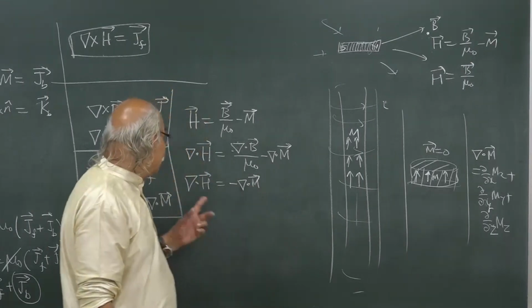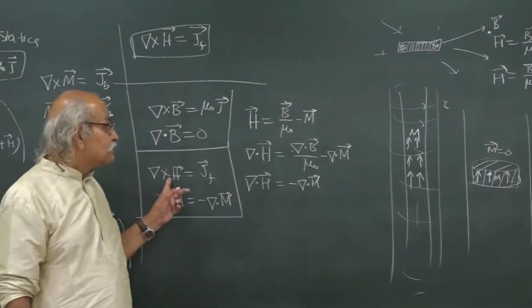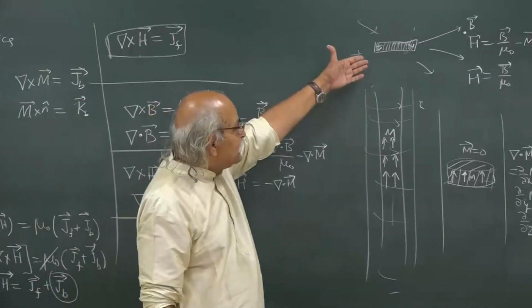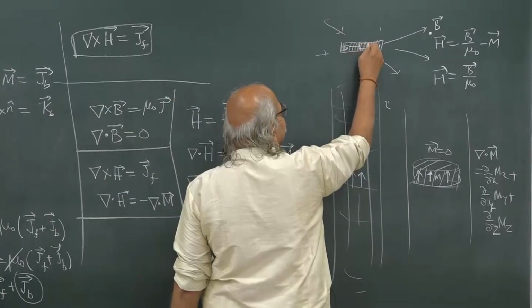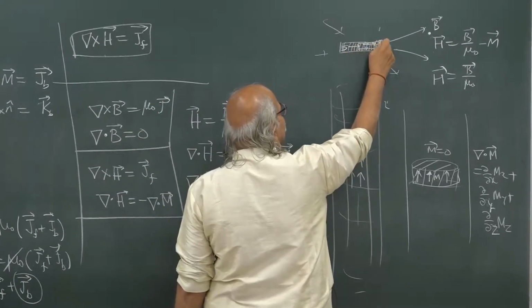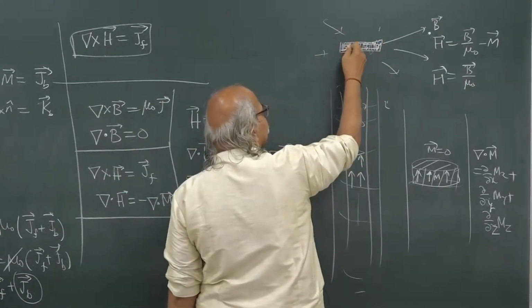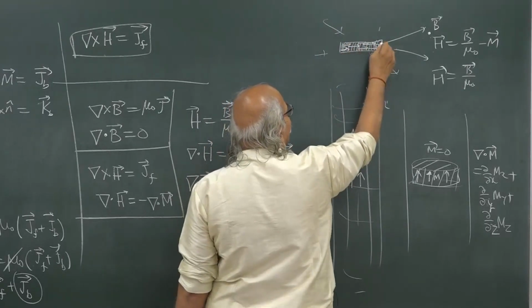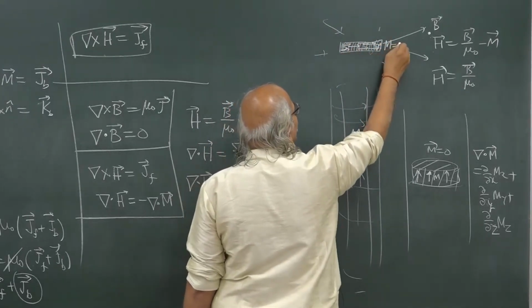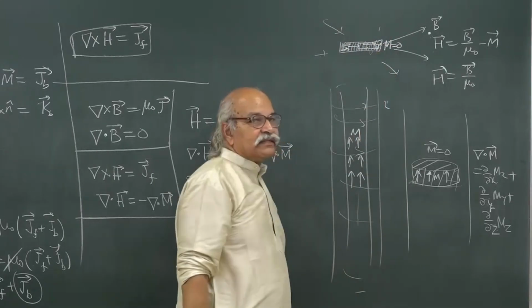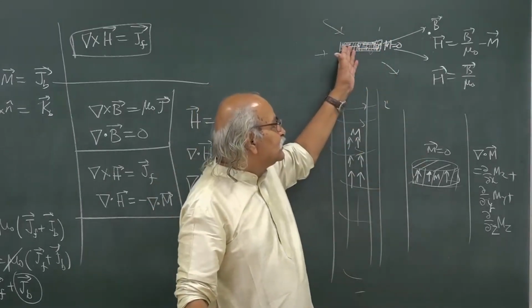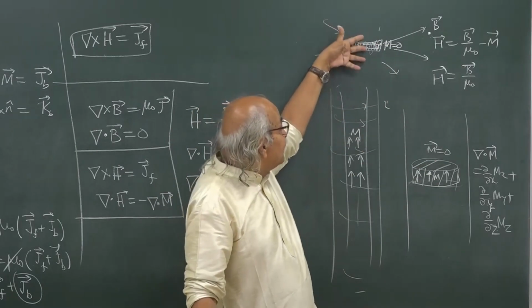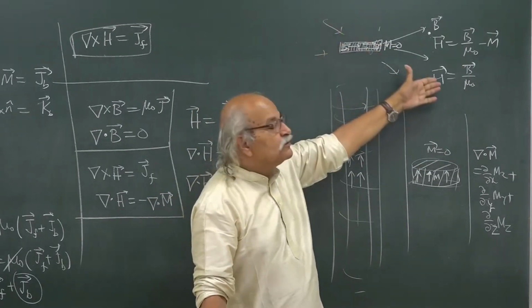This alone cannot give you H. Here also the same story. This is a magnet, so the magnetization is like this. This is the magnetization, but the magnetization is only up to here, and once you come out of this magnet, this magnetization becomes 0. So, similar case here. Here also you see that the bound current itself is giving you H.